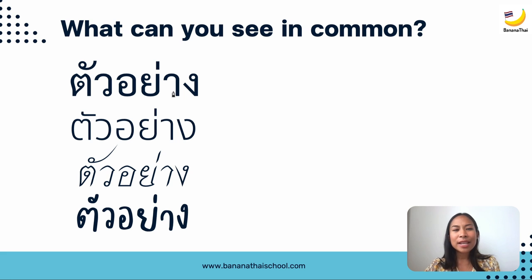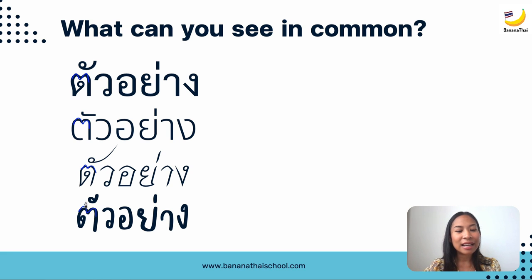Tell me, can you see anything in common in all of these fonts? These fonts are all written as Tuayang, which means examples. You can see many things in common, right? For example, with Totao, the character of Totao has a broken head. You can also see this in the modern and the handwriting fonts as well.